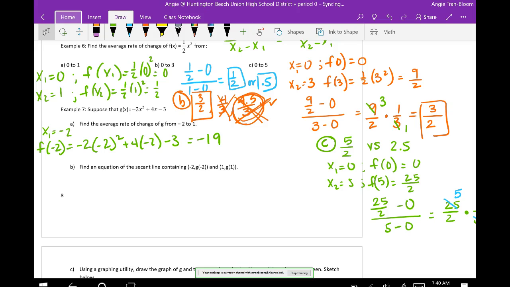What is x2 then? Lex, what did you choose for x2? Well, you don't have a choice now. For x2, it has to be what? 1. Yes. Okay, now let's find f of 1. F of 1 equals negative 2 in the front times 1 squared plus 4 times 1 minus 3. All right, you and your team work that out.